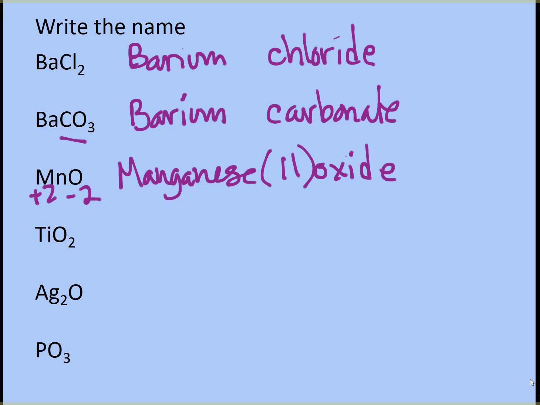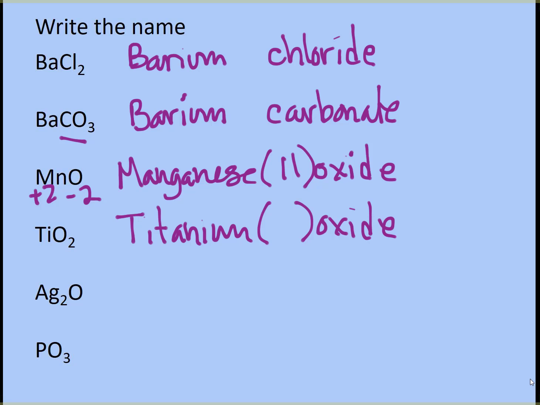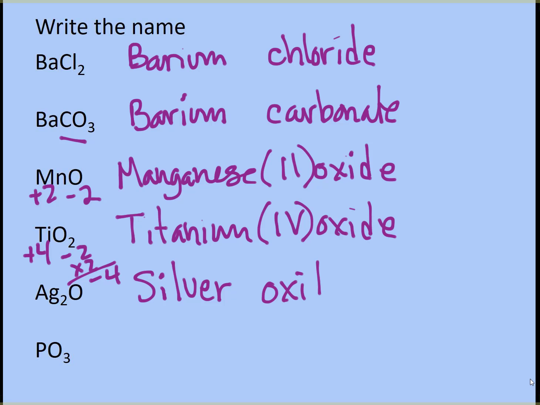Next one, titanium comes first. That is a metal. And I do have to put the oxidation number in because it's not a group 1 or 2 metal. Oxygen is still -2, and I have 2 of them. That's a total of all the oxygens is a -4, so that means the titanium has to be a +4, Roman numeral 4. Silver. Silver is a transition metal, but it's always a +1, so I don't have to tell people. And then oxygen, drop the ending IDE.